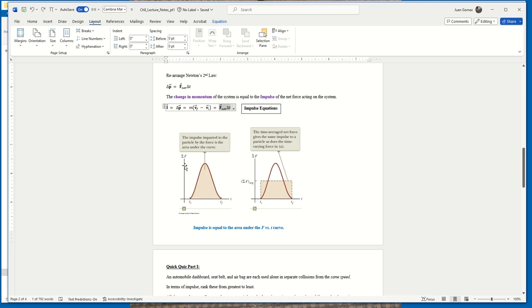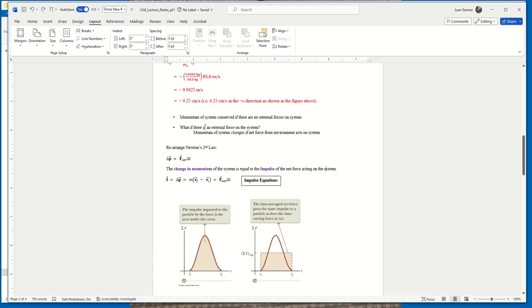And if you happen to graph F versus T, with an impulse, why do we have a Ti and a Tf? Well, what happens is an impulse is exerted on an object. Remember, we're dealing with the case where F net does not equal 0. In other words, there is an external force.